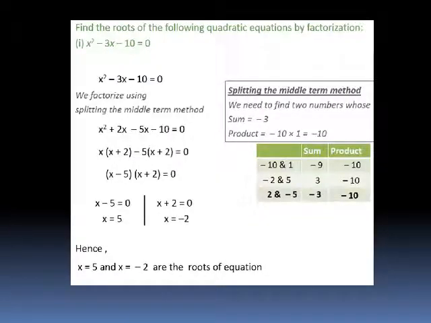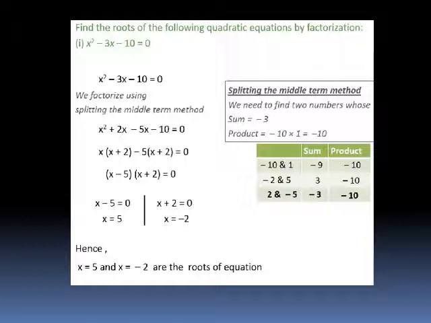Well, we do one more example to understand factorization of quadratic equations. Consider x squared minus 3x minus 10 equals 0. No identity is applicable. I cannot take any common factor. So I have to move on with the method of splitting the middle term. But I must ensure the quadratic equation is in the standard form. Wow, it is already in the standard form.